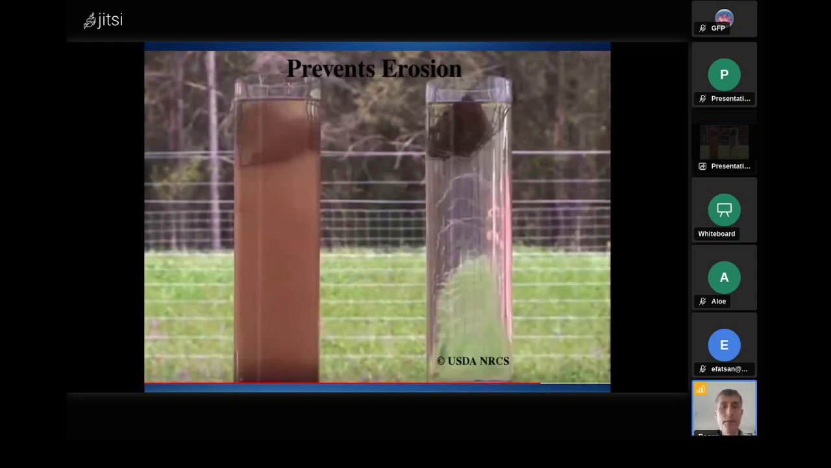Here's another benefit. Regenerative agriculture prevents soil erosion. And one of the ways it does that is those soil aggregates we're talking about. And I've done this test. It's a little tricky to do it right, but it's possible to do this exact test on your own, and the results are really striking.